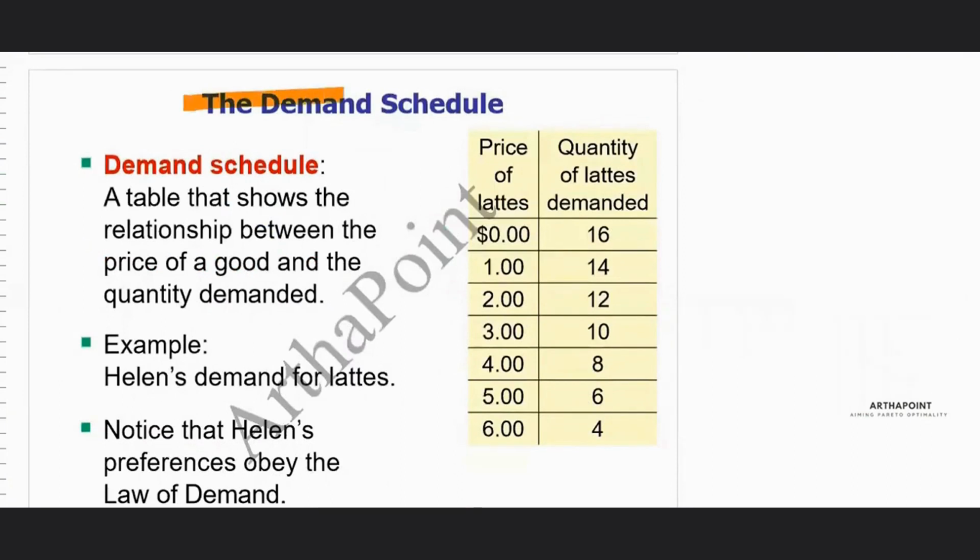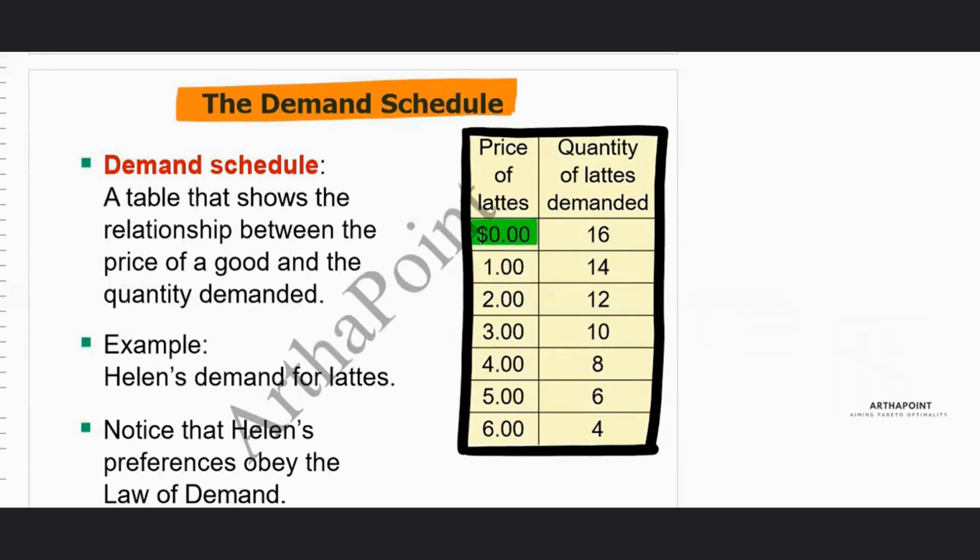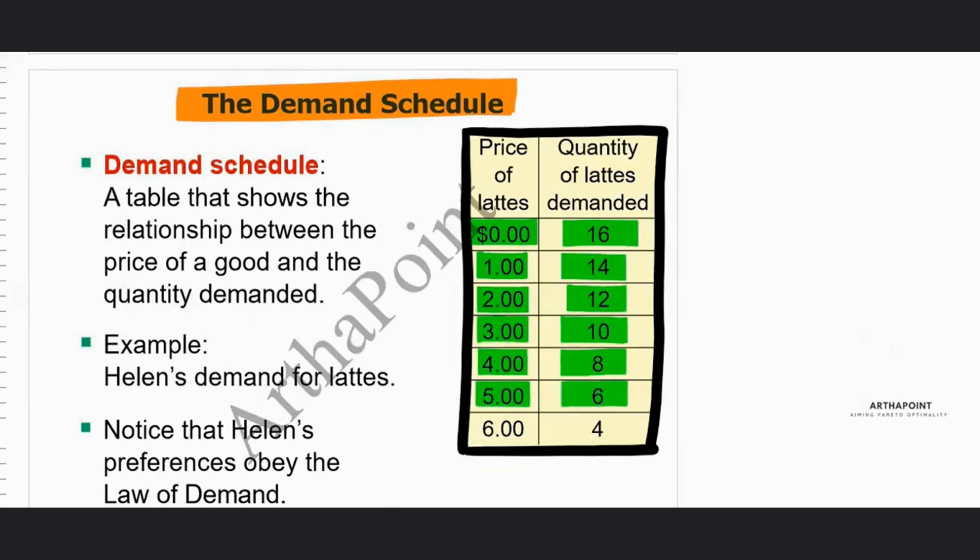The demand schedule. If we give this law a mathematical format and represent it with the help of a table: at a price of 0 rupees, I am willing to demand 16 units. When price increases to 1, I am willing to demand 14. At price of 2, 12. At price of 3, 10. At price of 4, 8. At price of 5, 6. At price of 6, 4. So, as the price of lattes is increasing, the quantity demanded is decreasing.